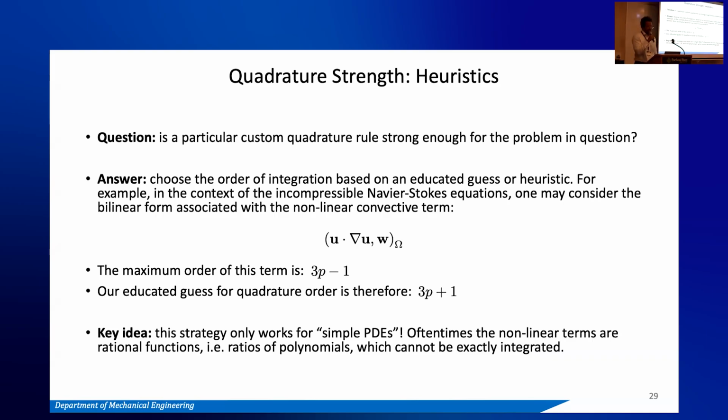The simple answer that most people will take is, well, they'll say, I have a relatively simple PDE. Maybe I'm solving the incompressible Navier-Stokes equations, and I have a nonlinear convective term that looks like this with a test function W. And so I look at the maximum order of this term, and if this is degree P, then the total term is like degree 3P minus 1 if I have straight-sided elements. And then maybe I just add a couple of extra degrees for safety, 3P plus 1, or 3P plus 2, depending on who you're talking to. So this strategy, of course, works very well for simple PDEs that have very simple nonlinear terms.